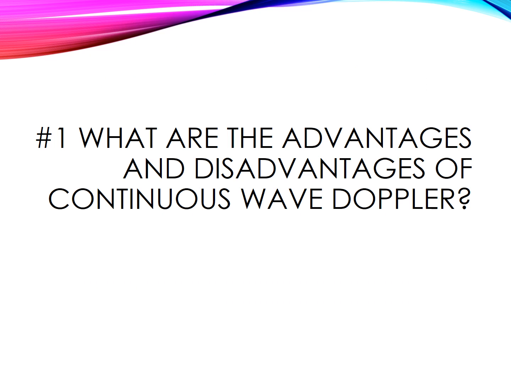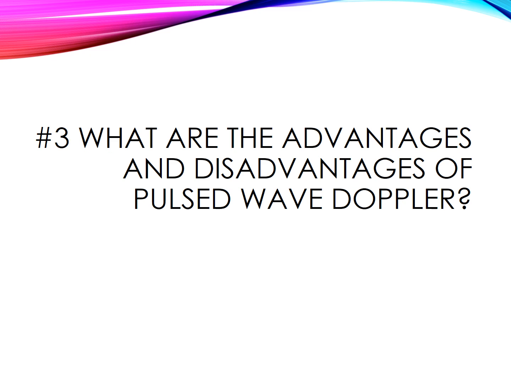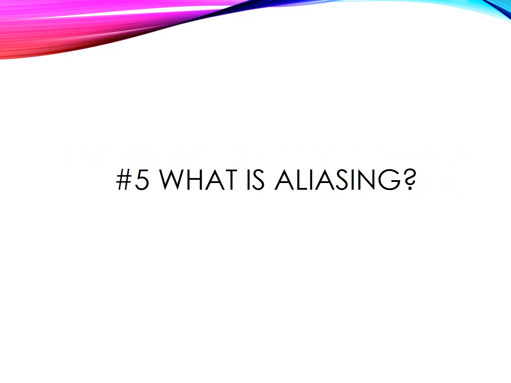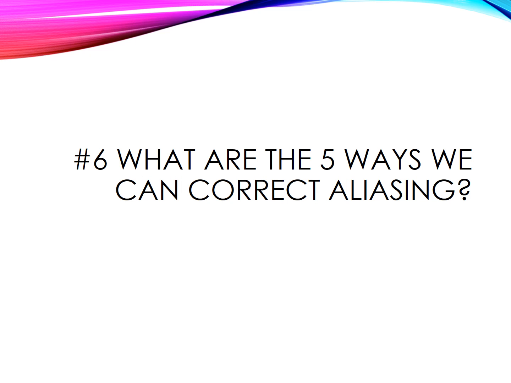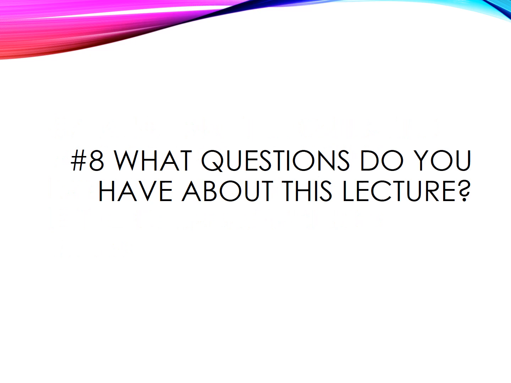Number 1, what are the advantages and disadvantages of continuous wave Doppler? Number 2, what are the key elements of a continuous wave transducer? Number 3, what are the advantages and disadvantages of pulse wave Doppler? Number 4, what are the key elements of a pulse wave transducer? Number 5, what is aliasing? Number 6, what are the 5 ways we can correct aliasing? Number 7, what are the outdated methods of analyzing Doppler returns and what is the current method used? And number 8, what questions do you have about this lecture?